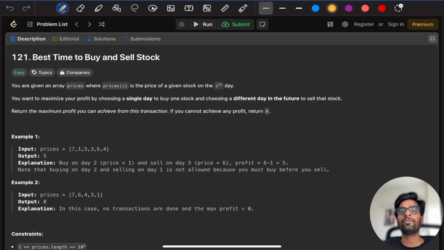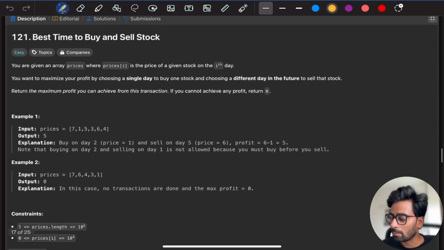Now we have to find how much maximum profit we can get after buying on a particular day and selling on a particular day. The one thing is we can't sell before buying. First, we have to buy it. So the buy process will be first, or before the selling process. So let's see with this example here.